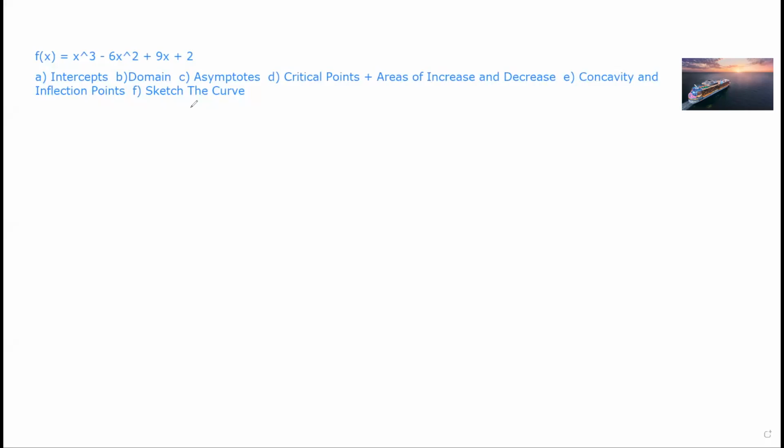Hey guys, so today we're going to be doing curve sketching again, this time with a polynomial. I remember I did one earlier this year with rational functions. Still the same concepts, but we're going to apply it to polynomials now. So the first thing, intercepts.